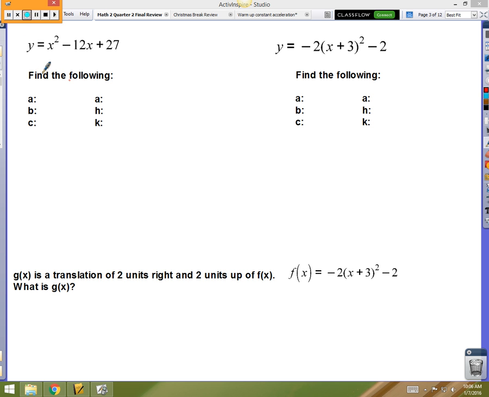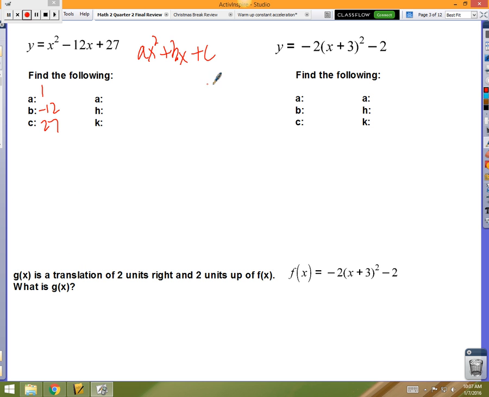Find the following. Use this quadratic formula to find ABC and then AHK. So the two versions of a quadratic are standard form, which is ax squared plus bx plus c, which is what they have given to us. So the a is 1, the b is a minus 12, and the c is 27.